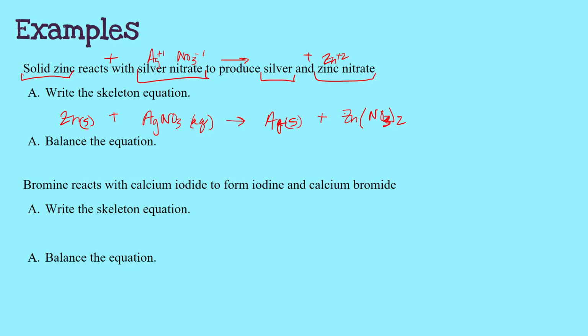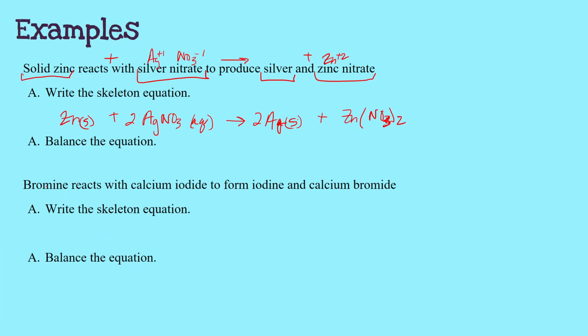1 zinc, 1 zinc, 1 silver, 1 silver. Okay, so far so good. 1 nitrate and 2 nitrates, so we're actually going to double this up, and therefore I'm going to double. I don't know why I wrote that 3. Let's try that again. 2. There we go. And it's all done.